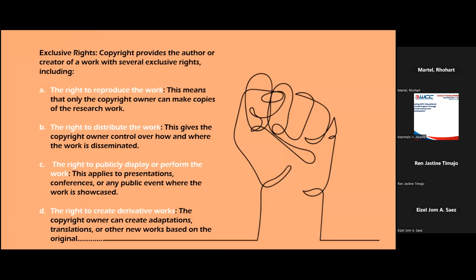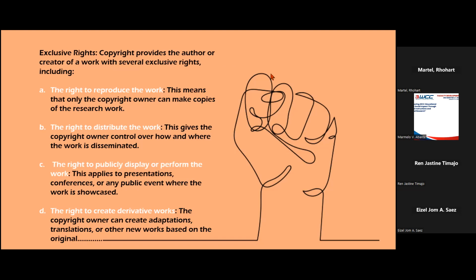So what are the exclusive rights? Copyright provides the author or creator of a work with several exclusive rights. First is the right to reproduce the work. This means that only the author can make copies of his work. The second one is the right to distribute the work, which gives the author the power to decide how the work is disseminated. And the third one is the right to publicly display or perform the work. This applies to presentations, conferences, or any public event where the work is showcased.